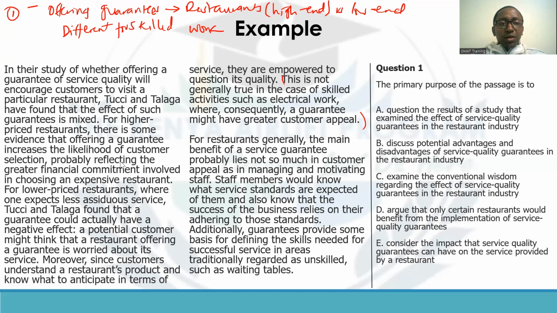So you already have now your first summary, and notice that it's just a very short summary. You don't have to write the specifics, as long as, of course, you read and understand. When you say the effect of guarantees in high end versus low end, you know where you'll find them. So maybe for high end it's positive, and for low end it can actually be negative. You just note that mentally. But for your summary, just note what the paragraph is talking about.